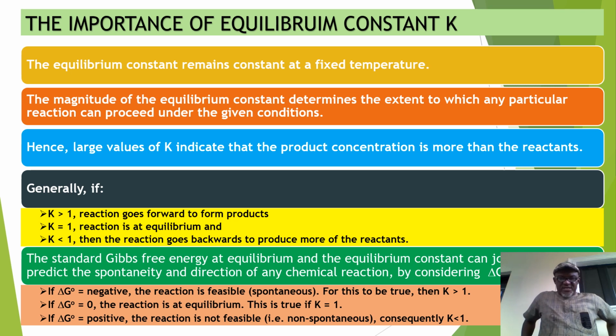We can also combine the Gibbs free energy with the equilibrium constant to predict the spontaneity and direction of chemical reactions. If delta G naught is negative, the reaction is feasible. This means K is greater than 1. If delta G naught is 0, the reaction is at equilibrium, which means K is equal to 1. If delta G naught is positive, the reaction is not feasible, which means K is less than 1. So we can use these conditions to predict the spontaneity and direction of a chemical reaction.